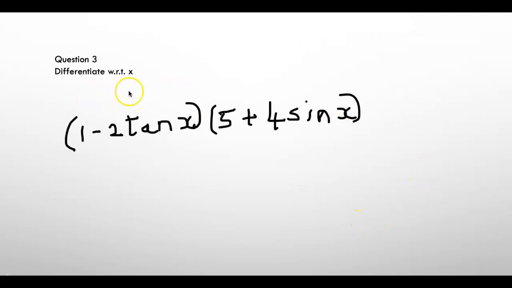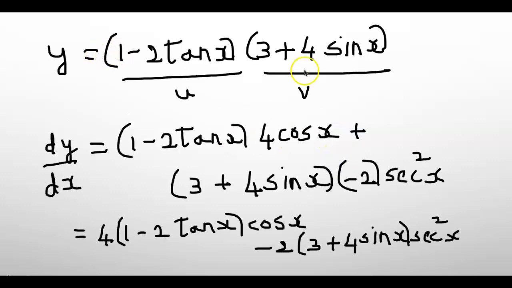Coming to question 3, differentiate (1 minus 2 tan x) into (5 plus 4 sin x) with respect to x. Now either you can multiply and you get 4 terms, or you can use the product rule. So what does the product rule say?